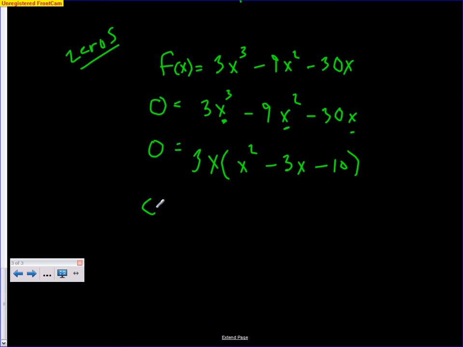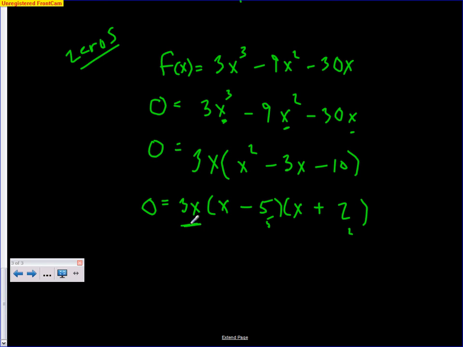So now this makes the problem a little bit easier. I got a 3x here, and what's left over I could easily factor. And you just leave the 3x in front for right now. So I got an x times an x to make the x squared. I got my negative 10. What makes negative 10? I'm thinking 5, and I'm thinking 2. But can a 5 and a 2 make a negative 3? You bet it. Negative 5 and a positive 2 add up to make negative 3. They multiply to make that negative 10.